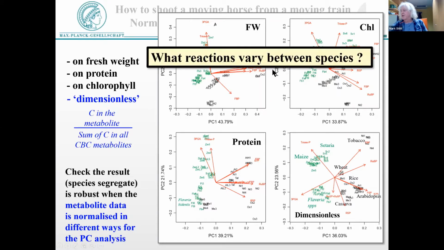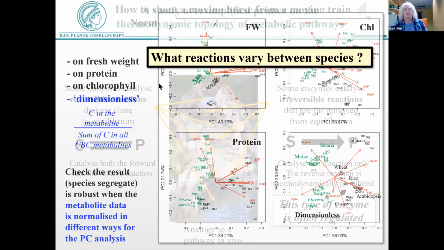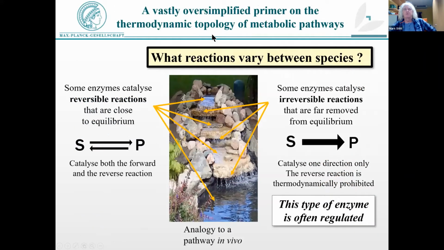So what reactions differ between the species? Small primer to thermodynamics in pathways. This is sort of a very bad analogy. Some enzymes catalyze irreversible reactions where the water is going from one level to another, and others, we have a little pool where the water is sort of swimming around and is mixing, and these are reversible reactions. And typically, the irreversible reactions are the ones that are usually regulated. Not always, but typically, they are the ones that are regulated.